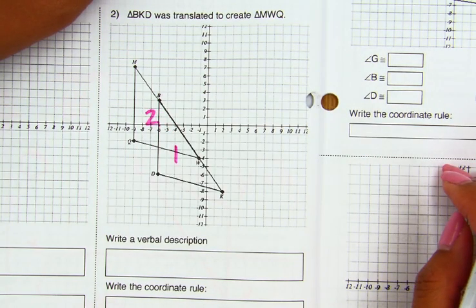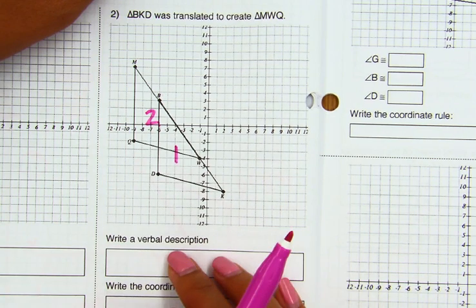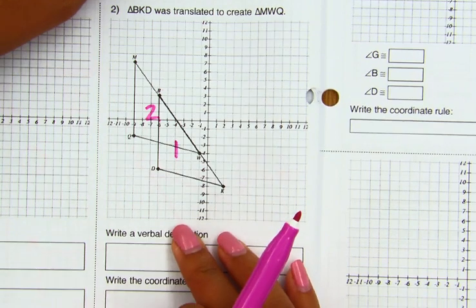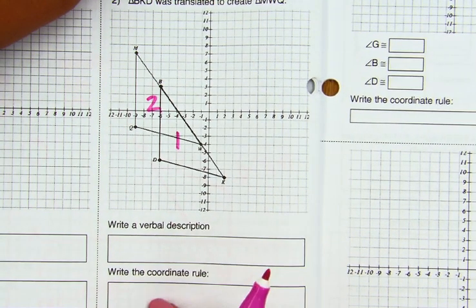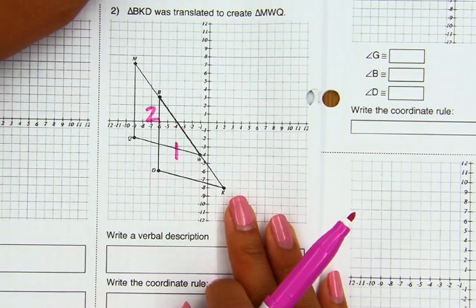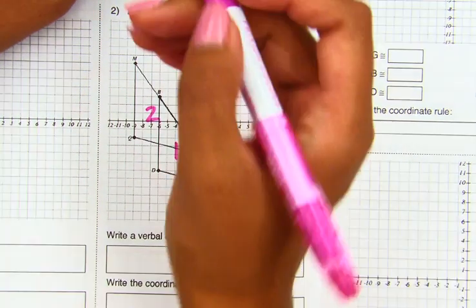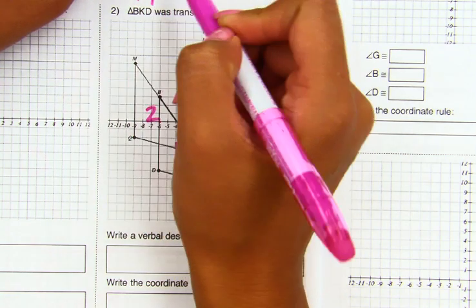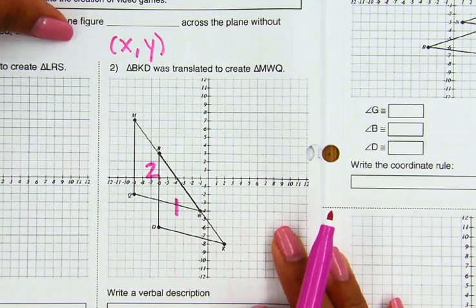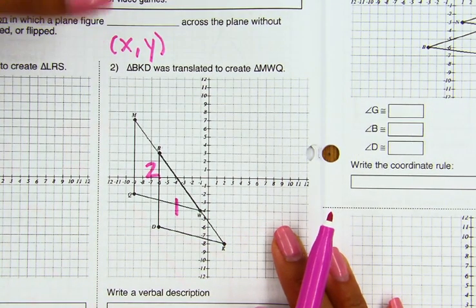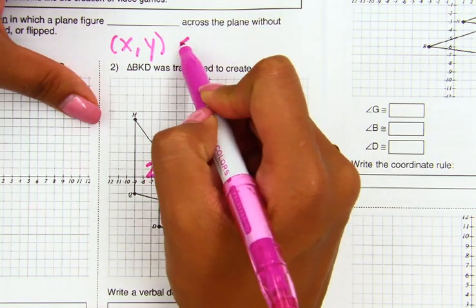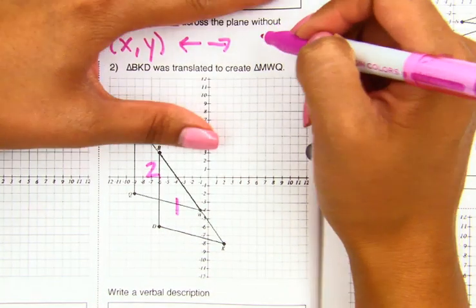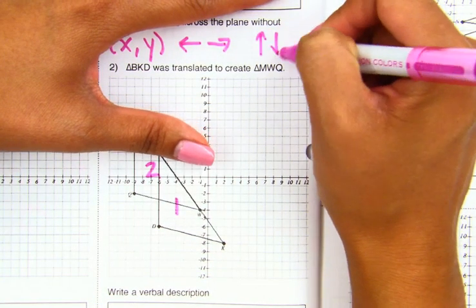So what it's asking us to do now is to write a verbal description. Typically what I like to do is write a verbal description that will easily create a coordinate rule after. So how do I do that? Well, I need to first describe what's happening to my x coordinates, and then describe what's happening to my y coordinates. Why? Because that's typically how ordered pairs are written. So x first describes either a left or right motion, so we do that first. And then once we've done that, we look to see if it's moving up or down.